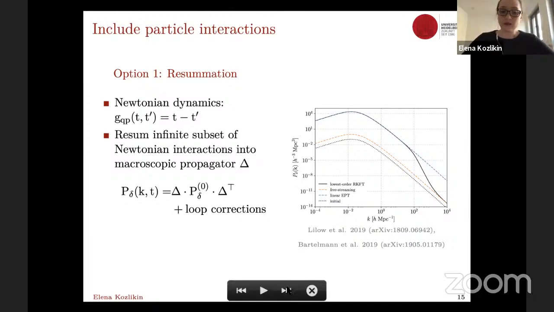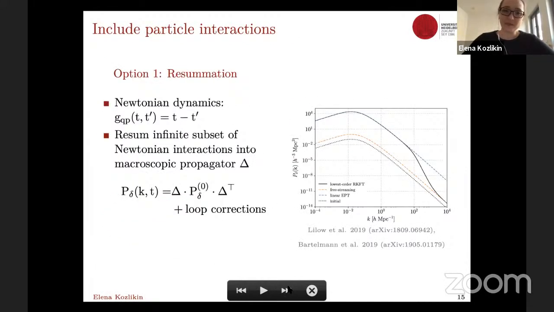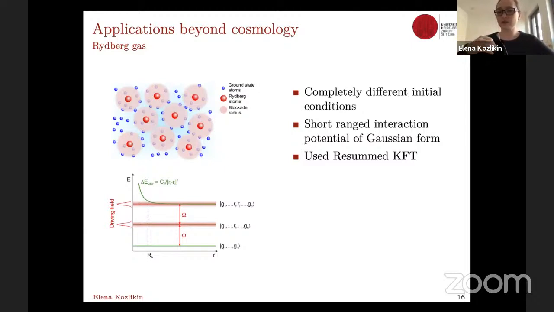But you're not only interested in linear growth, you want nonlinear growth of structures. Oh, sorry. Just as a side remark, I'm showing the results for cosmology now, but kinetic field theory isn't really tuned to cosmology. You can also study laboratory systems with the theory, which we have done. So we have basically applied the theory to completely different initial conditions and a different kind of interactions. We used short-range interactions, and we use this resummation scheme to include interactions, which is called resummed KFT, which I just talked about.